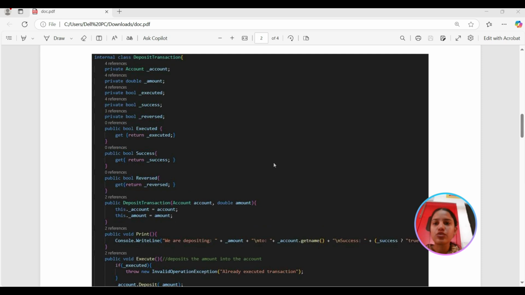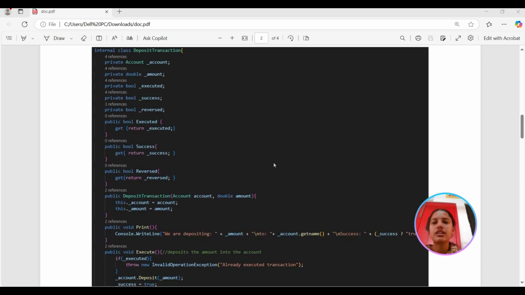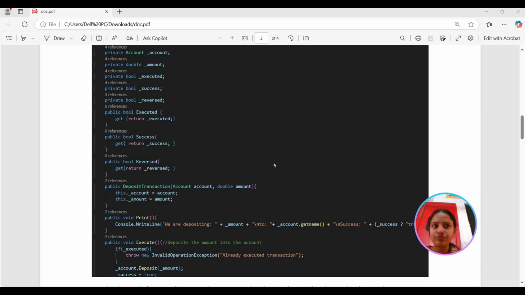This is the deposit transaction class. This is used for individual money transfer operations, and in object-oriented programming, this is how our classes know exactly what they're supposed to do. This helps make our code more modular, reusable, and easy to manage.